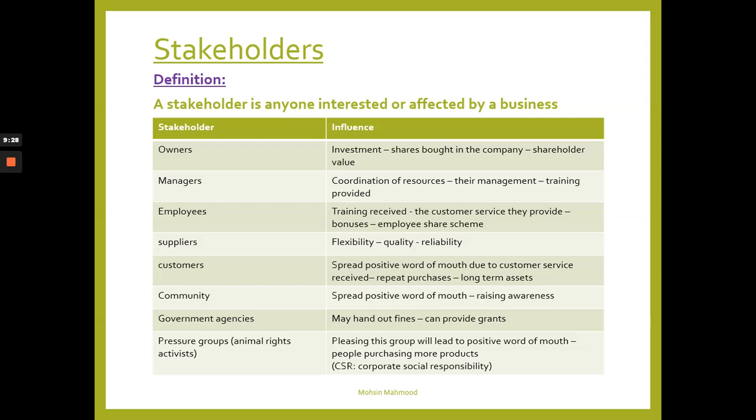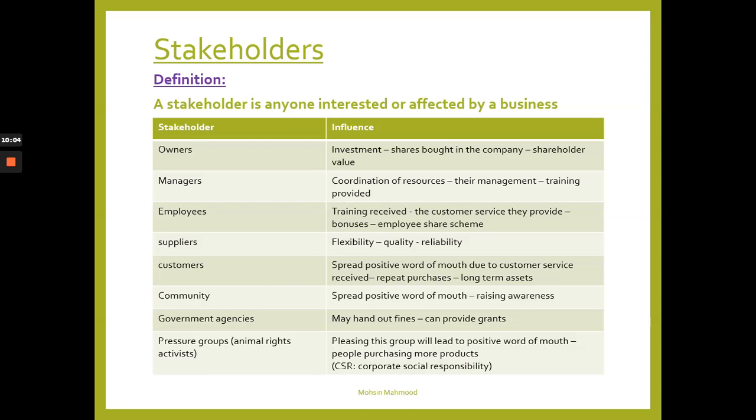Employees, how do they influence a business? Well, if employees receive good training, they should be able to provide higher customer service, and this in turn should allow customers to feel satisfaction, and they should repeat purchase. They should buy products over and over again and become repeat customers. Employees can receive bonuses, which should motivate them to work harder for the business.